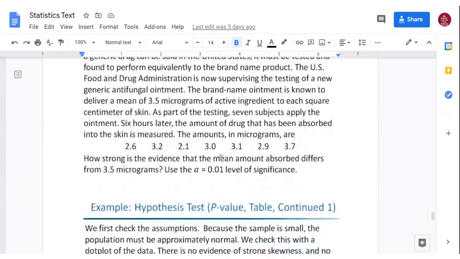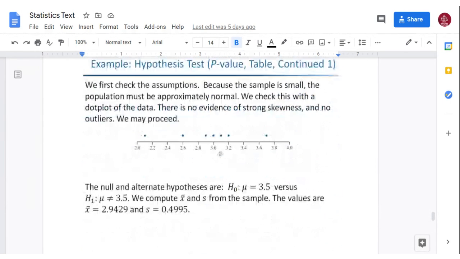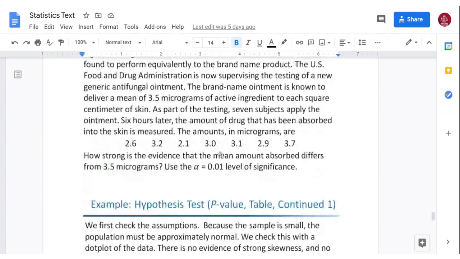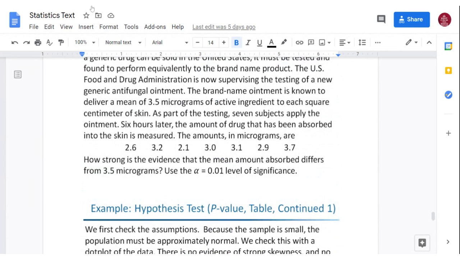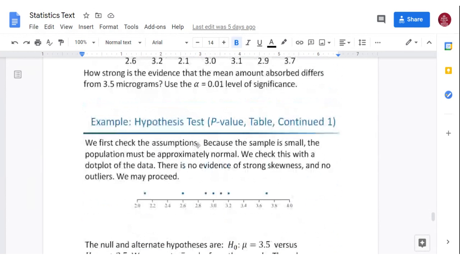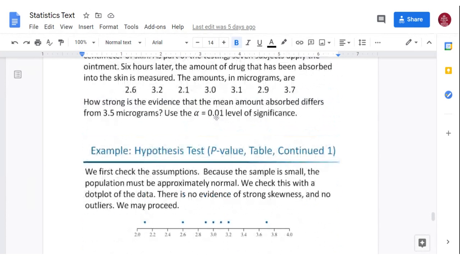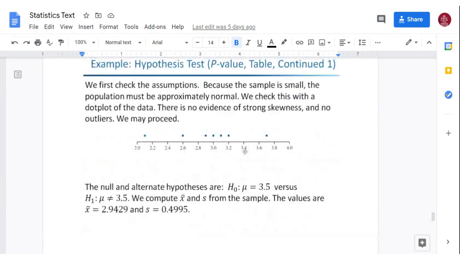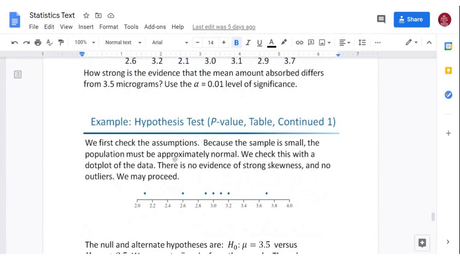Now, do it any kind of way you want, but let's see if we can put it in the calculator and do it, because we need to have the X bar and the mean. They want us to use the 0.01 level of significance. But first of all, we just have to make sure that this is normally distributed, or at least that there are no outliers. It looks more or less even. You got the two that balance each other out there on the right and the left. There's no strong skewness, so we can assume that this is normally distributed.